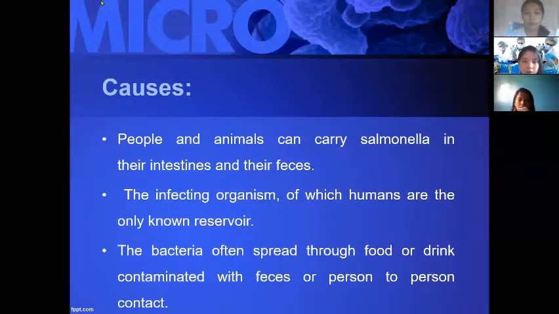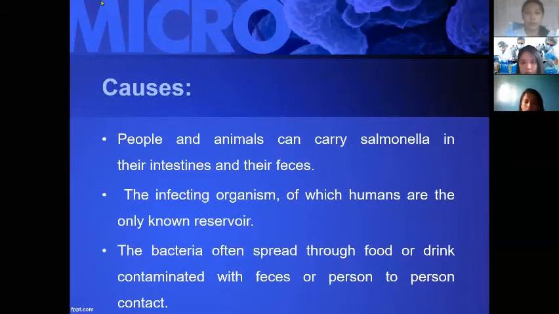So for the causes of Salmonella, people and animals can carry Salmonella in their intestines and their feces, and these are also known as reservoirs. The bacteria often spread through food or drink contaminated with feces or person-to-person contact. So in relation again to our patient, maybe during his 2-month travel, he ate some food or drinks that were contaminated with the pathogen. A person can also acquire Salmonella Typhi if he or she has a travel history, especially in developing countries.